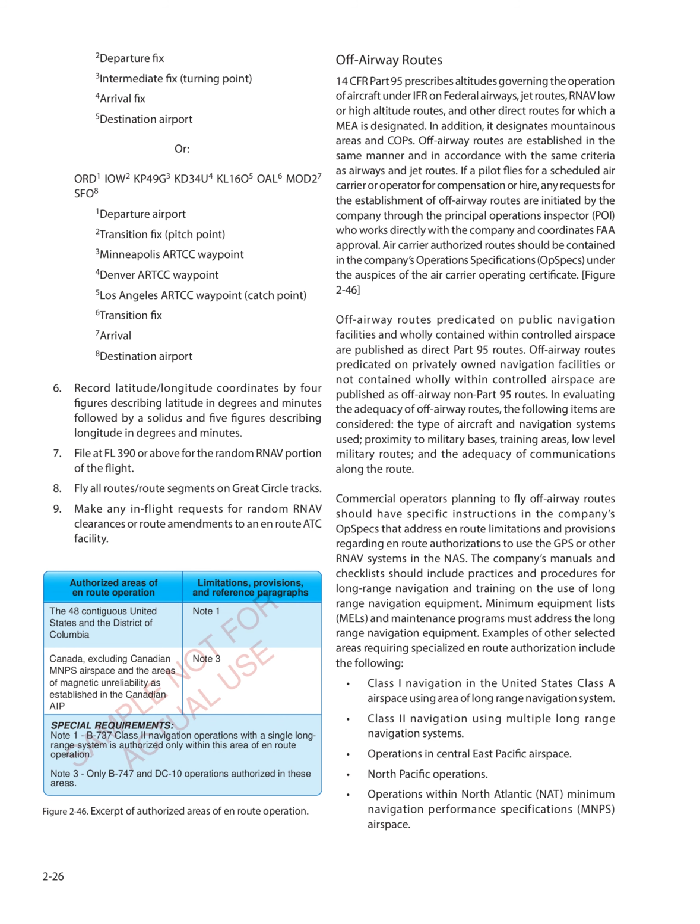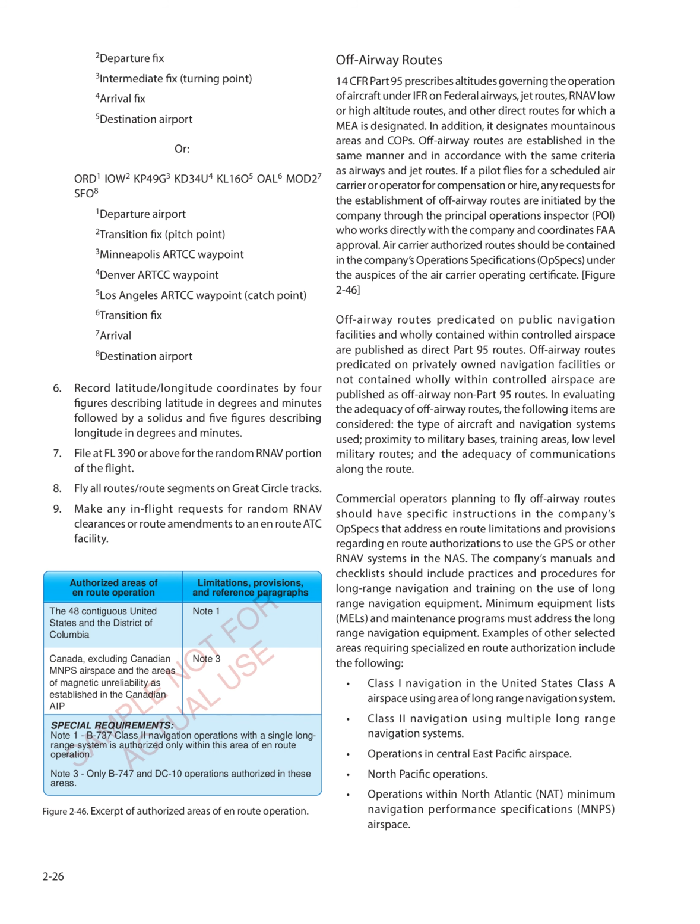Commercial operators planning to fly off-airway routes should have specific instructions in the company's OpSpecs that address on-route limitations and provisions regarding on-route authorizations to use the GPS or other NAV systems in the NAS. The company's manuals and checklists should include practices and procedures for long-range navigation and training on the use of long-range navigation equipment. Minimum equipment lists, MELs, and maintenance programs must address the long-range navigation equipment.